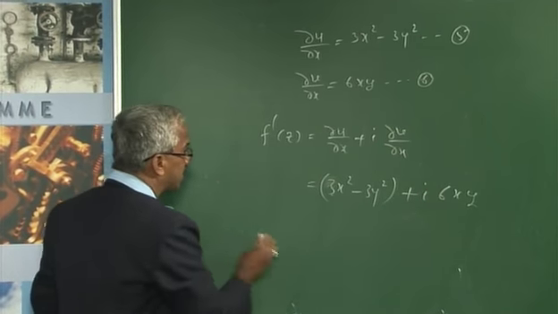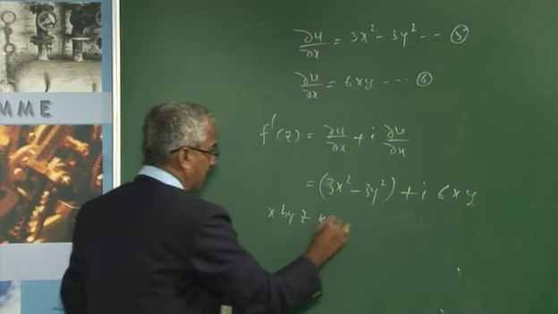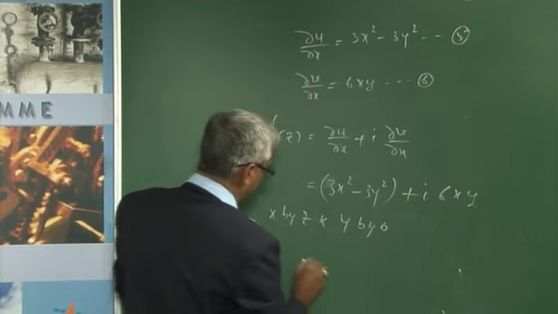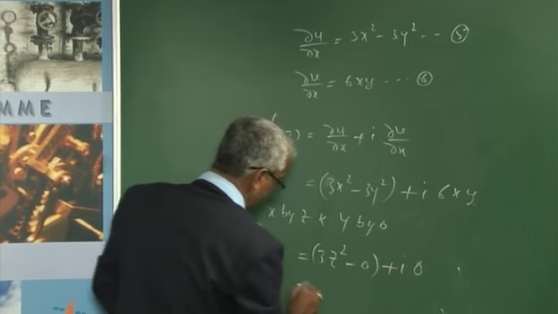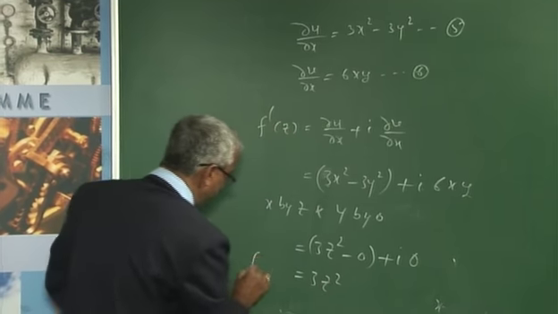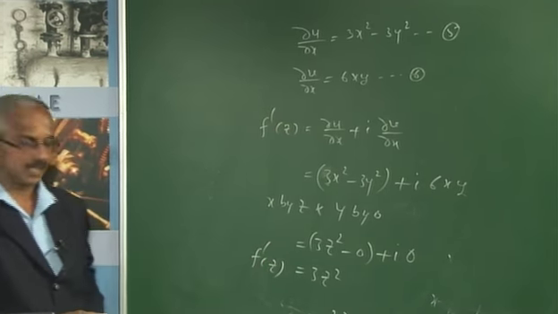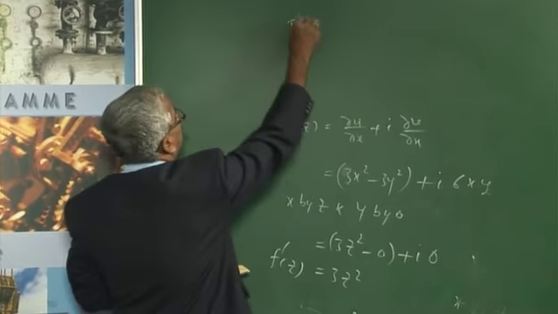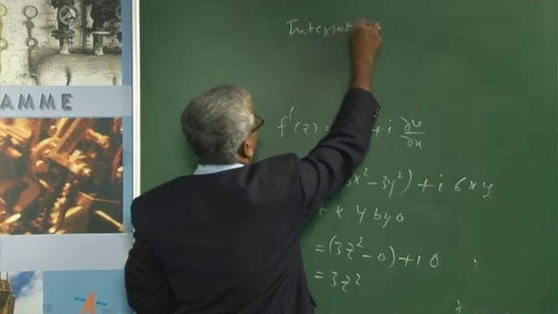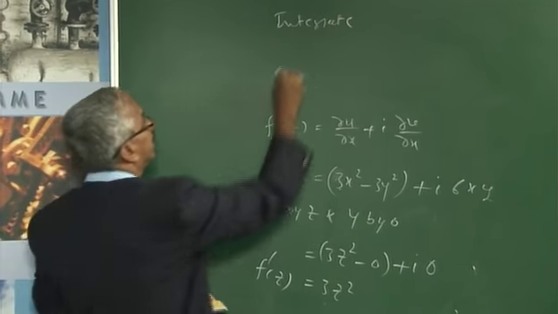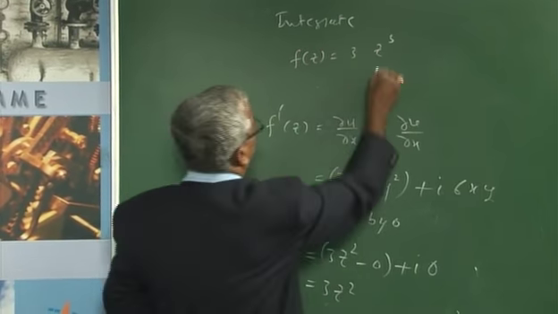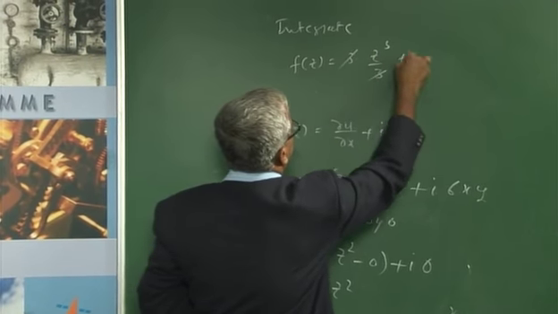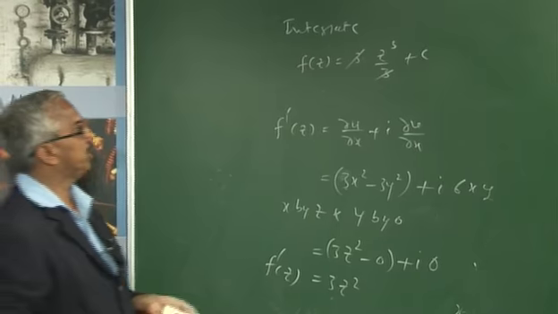Then by the Milne-Thomson method, put x as z and y as 0. This gives 3z squared minus 0 plus i into 0, that is 3z squared. f dash z is equal to 3z squared means integrate this. If we integrate this function, we get f of z is equal to 3 into z cube divided by 3. Therefore, 3 gets cancelled. If you want, you can write that c. Otherwise, you can neglect that c also.